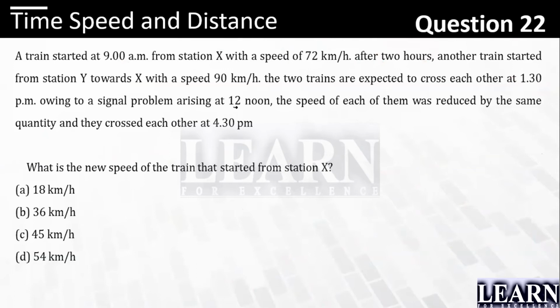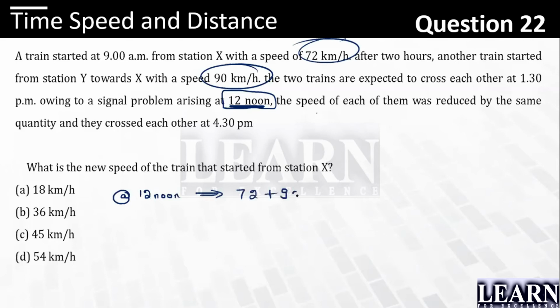Now they have told there was a problem after 12 noon. I can say at 12 noon, their speed was 72 plus 90. That is nothing but 162 kilometer per hour was the speed. Now what they have done here is, with this speed of 162 kilometer per hour, they were traveling for 1.5 hours. Now instead of moving for that 1.5 hours, how much time are they taking? They're taking 4.5 hours. Very beautiful piece of information, guys.